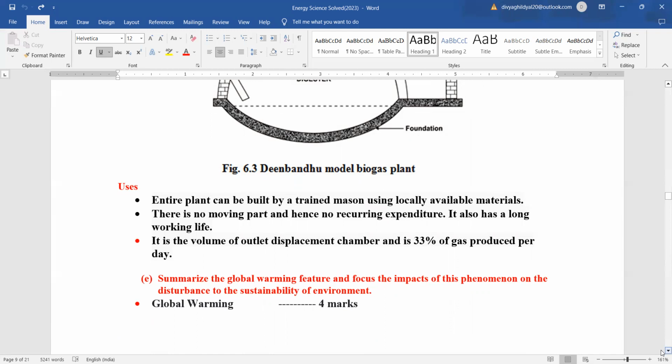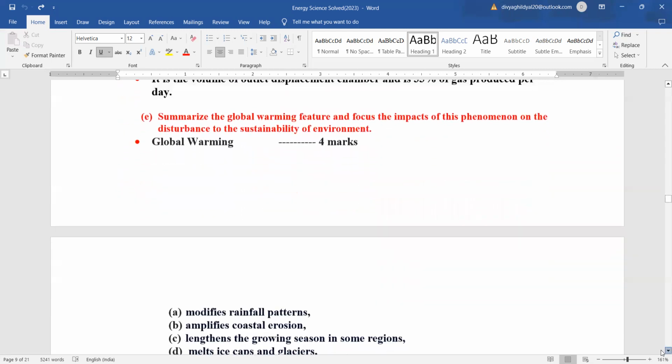Summarize global warming features and focus on the impact of this phenomenon on the disturbance of sustainability of the environment. This is a complete general knowledge question.